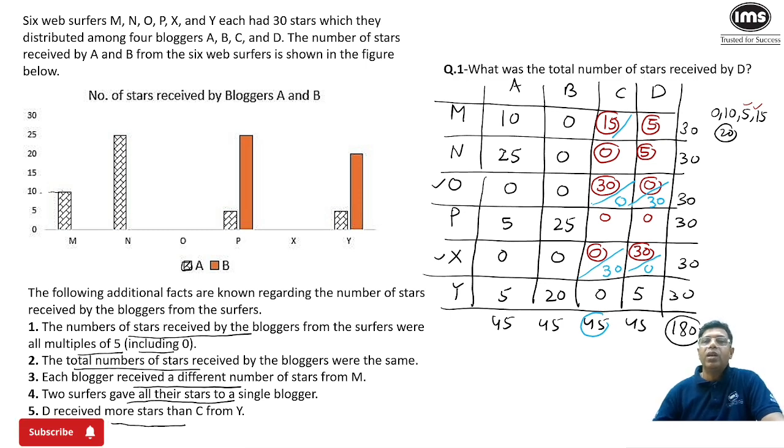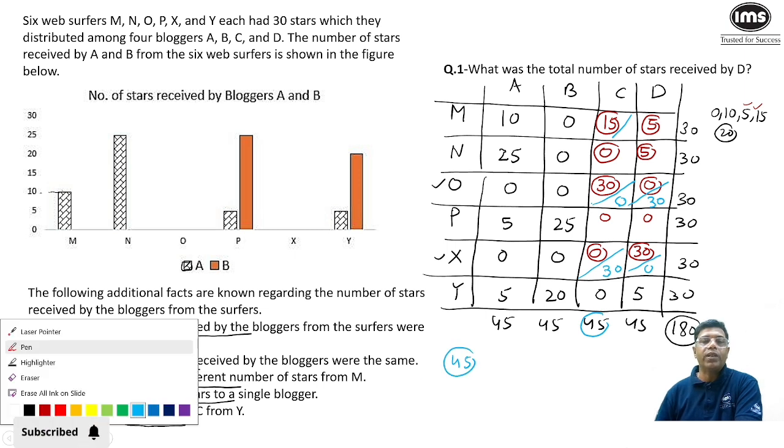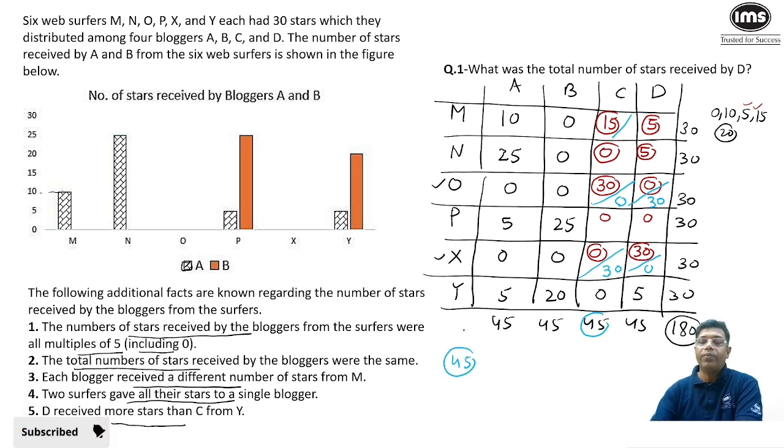The first question, we could have done earlier itself. What is the total number of stars received by D? It has to be 45. The reason is that everybody is getting an equal number of stars, so this value has to be 45. So for question number 1, your answer has to be 45.